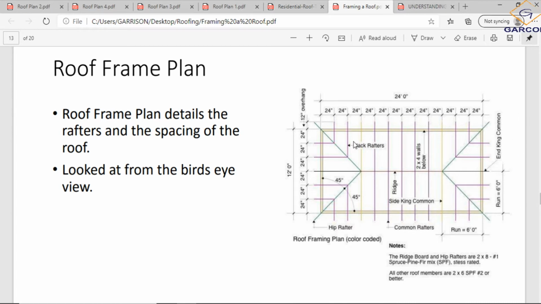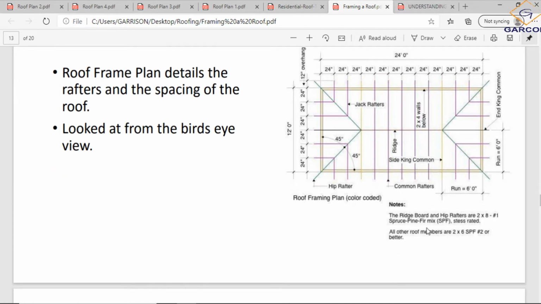Because looking at this now, I'm going to tell you what to buy and I just give you a measurement and tell you how to build it. But if you want to know what to buy, you have to read the notes on the plan, and what the architect or whoever designed the roof tells us to build.